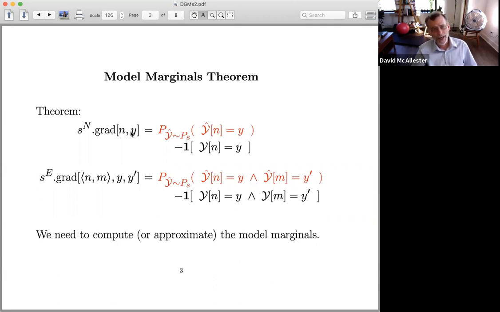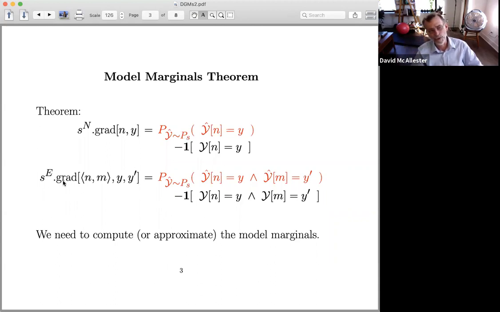If this Y is the gold label, remember there is, in training, a gold labeling of the whole global graph. If this Y is the value assigned by the gold label to that node, then we subtract 1. This thing's easy to compute because we have the gold label. We know whether this is the gold label assigned to n. This is the inference problem, and as I said, it is intractable, but we're going to look at algorithms for approximating it.